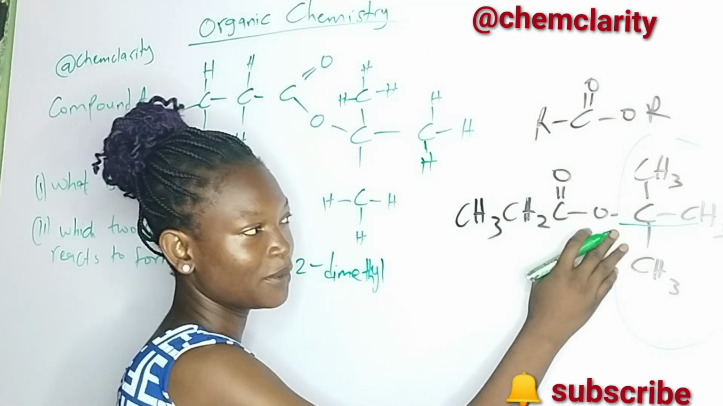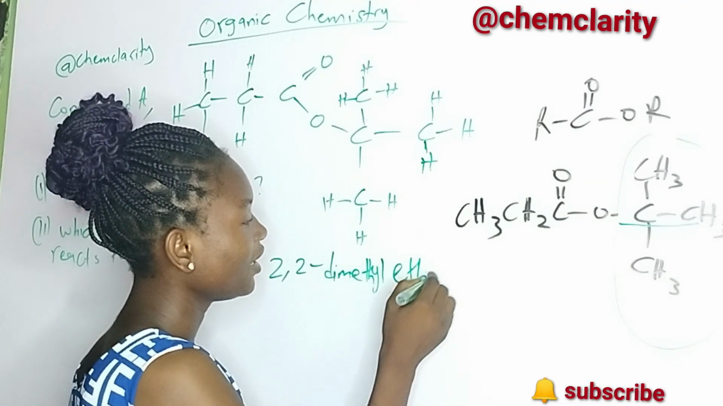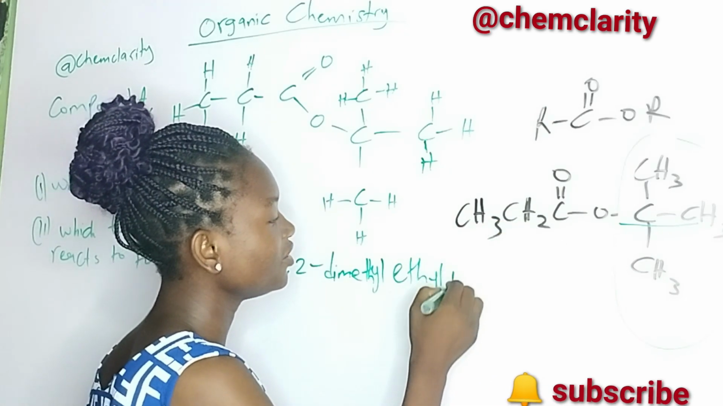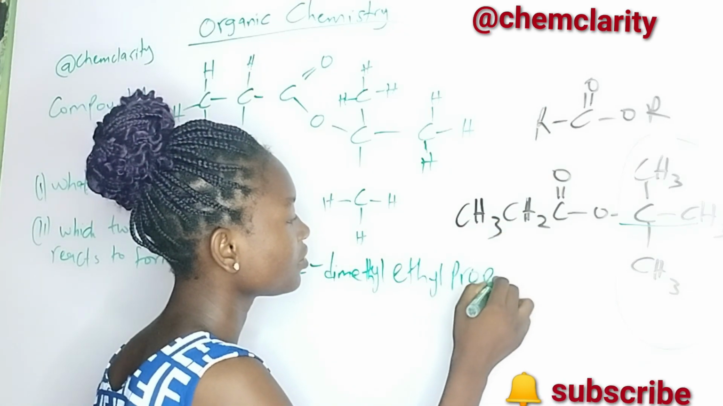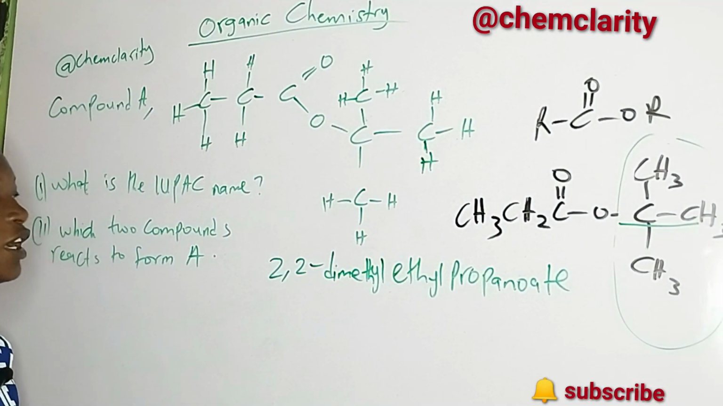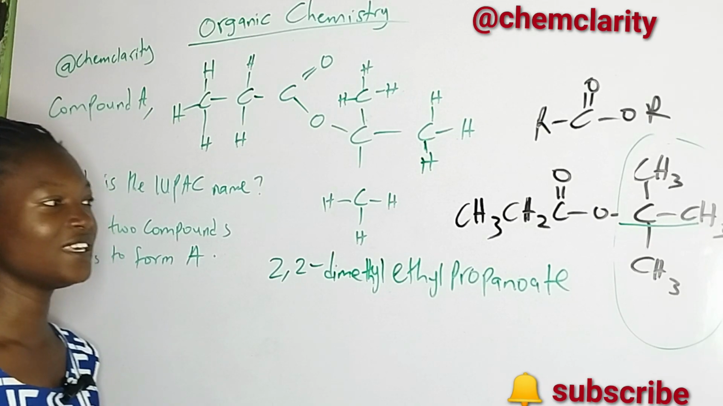Dimethyl, because we have two carbons, it is an ethyl. Dimethyl, ethyl, 1, 2, 3. This is propanoate. So the name of this compound is 2,2 dimethyl ethyl propanoate.